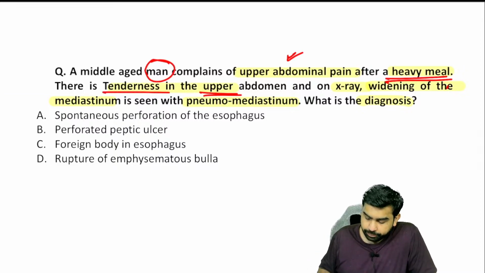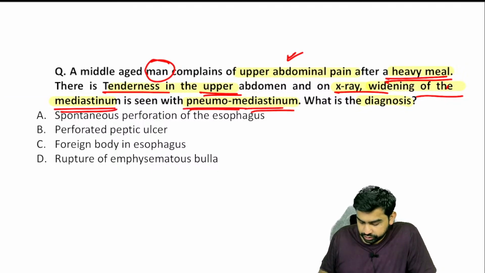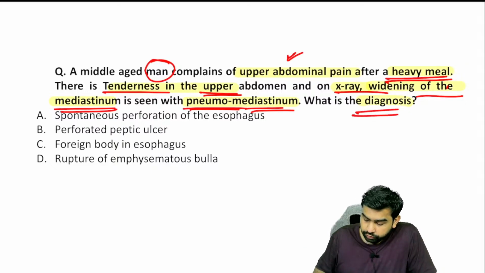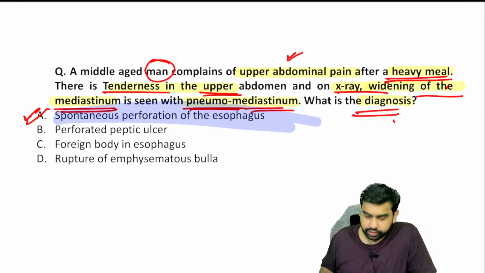There's a tenderness in the upper abdomen, and the X-ray is basically showing widening of the mediastinum, and it seems to have a pneumomediastinum as well. There's air inside the thoracic cavity. What is the diagnosis of this particular patient? The diagnosis is a spontaneous perforation of the esophagus. That is the diagnosis of this particular patient.